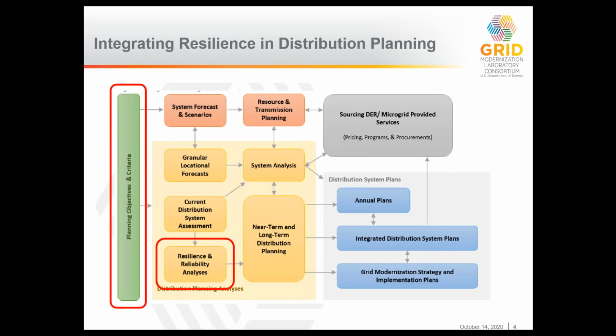Thanks, Gary. So as we had talked about earlier, coming back to this flow diagram of integrated distribution planning, what we're going to talk about over the next few slides is zeroing in on a couple of dimensions related to the planning objectives and criteria, and then the resilience and reliability analysis that I've highlighted here in the red boxes. We'll also talk about how that then informs how we develop longer-term plans in terms of prioritization and identifying solutions. So we'll cover a number of these dimensions, but the next couple slides are going to zero in on these first couple. Next slide, please.